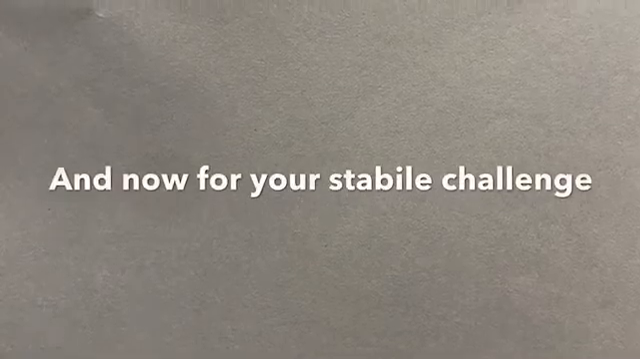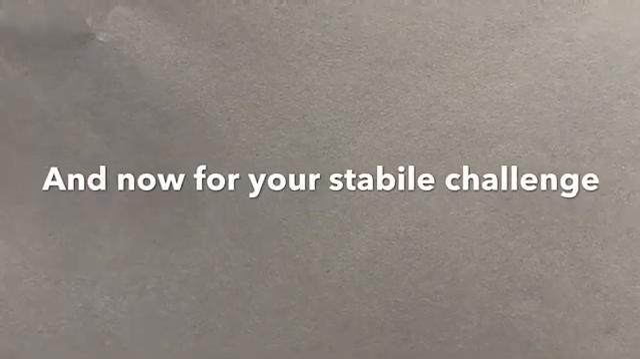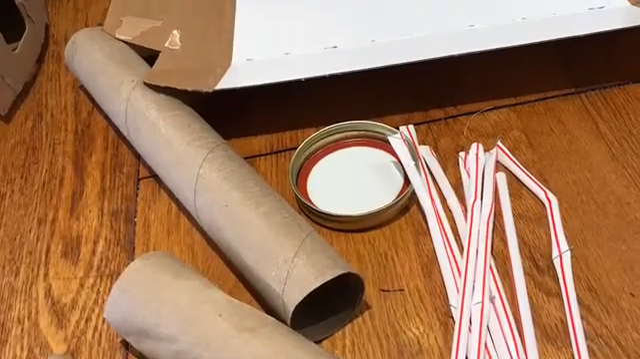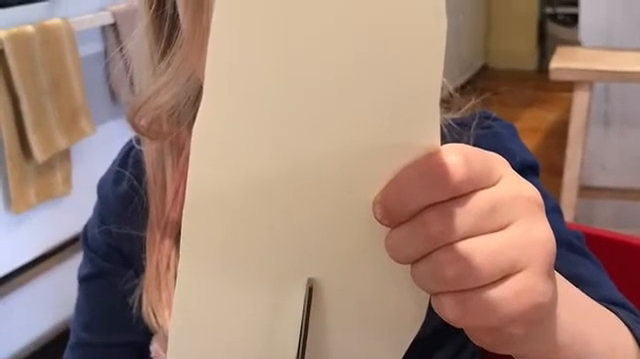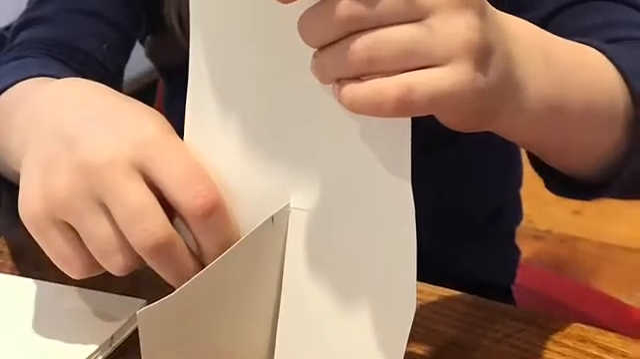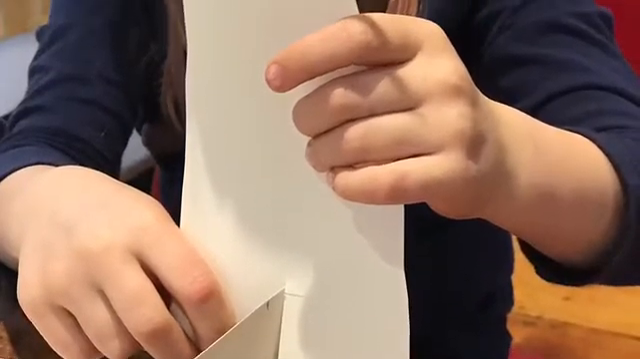And now the challenge you've been waiting for. It's time for you to build your own stabile. First off, collect materials. You may already have a good store from your mobile making project. You'll need to start with your base first. You can use paper, cardboard, clay. You can notch into things, build up, or tape things together.